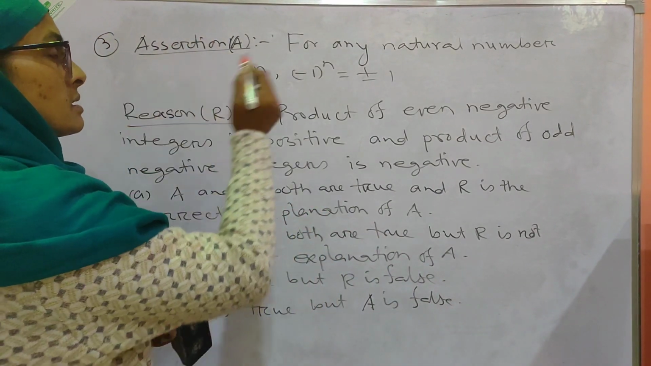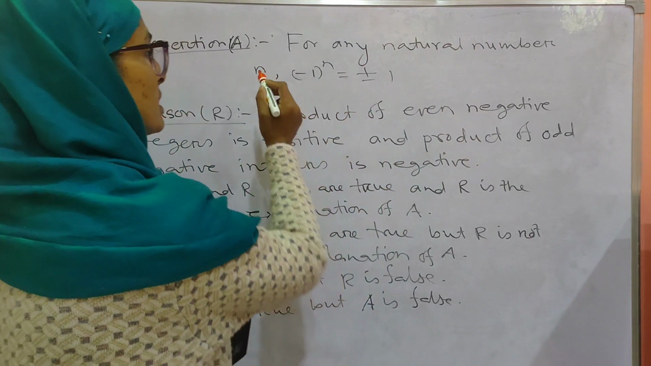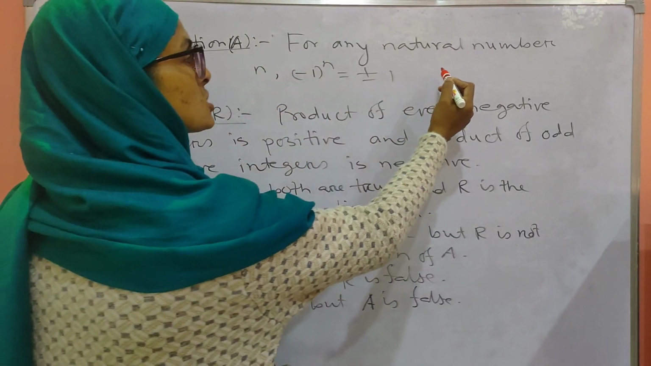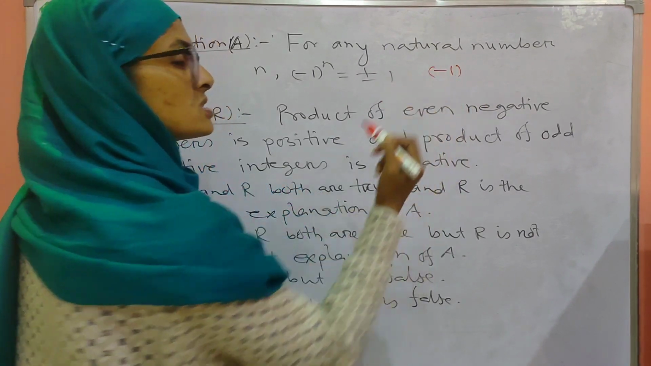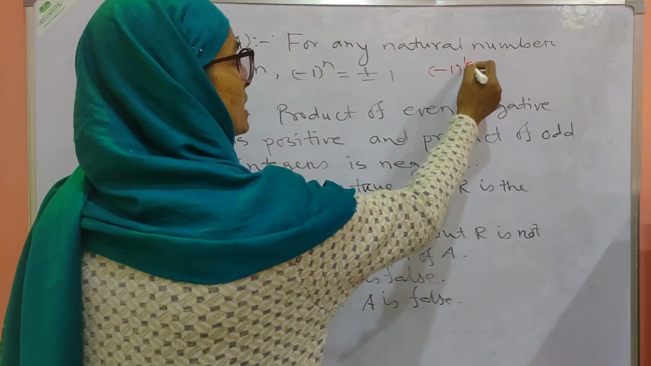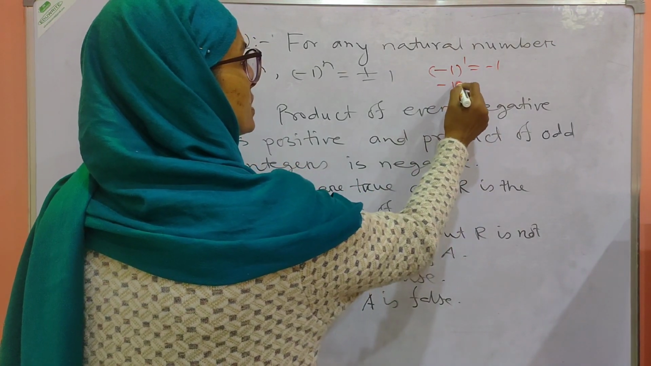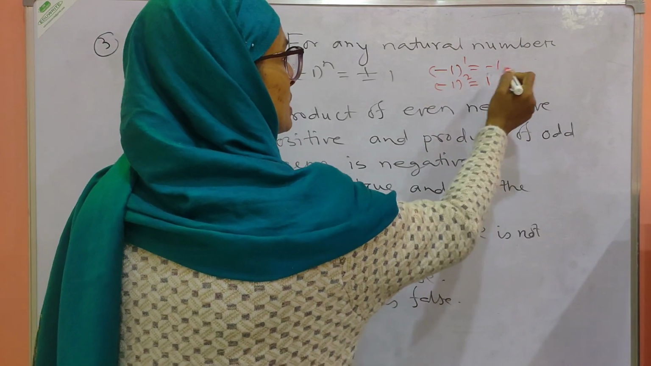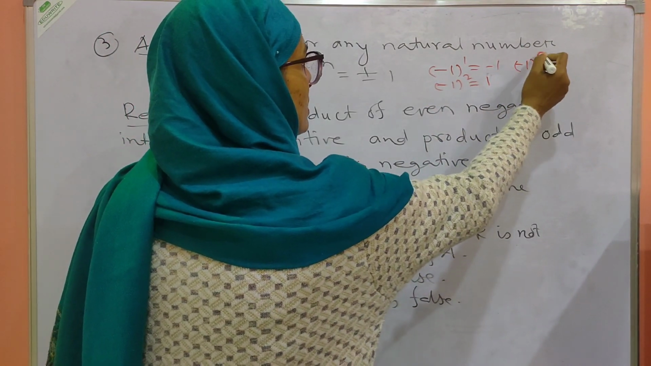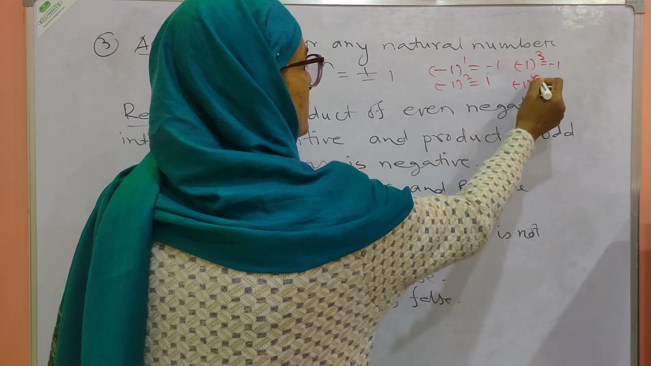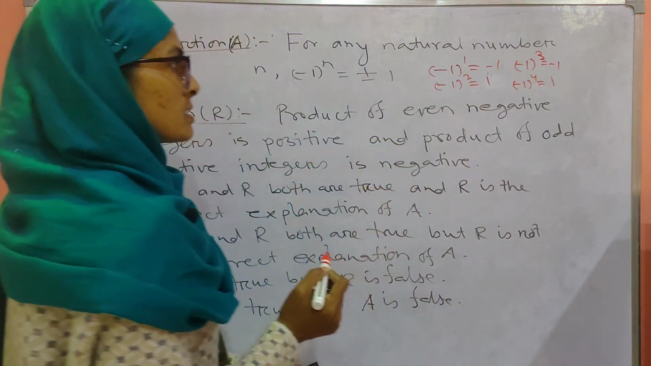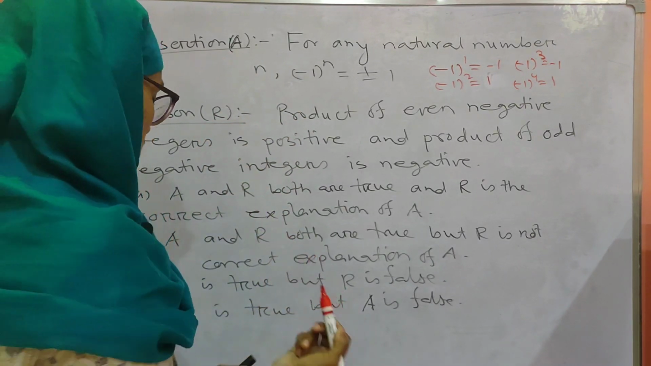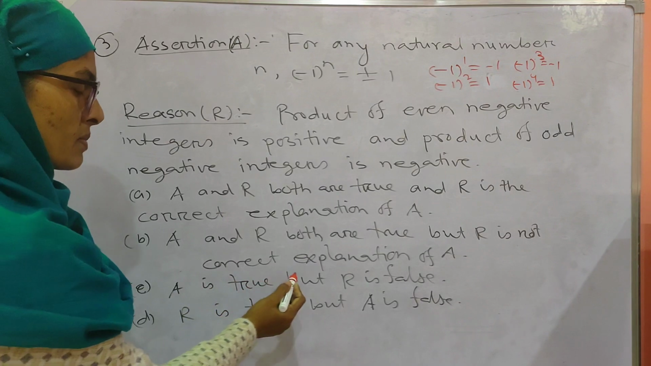Now check the assertion. For any natural number n, minus 1 to the power n equals plus or minus 1. N means a natural number. If you take 1, you will get minus 1. If you take 2, you will get plus 1. Minus 1 to the power 3 is minus 1. Minus 1 to the power 4 is plus 1. So this is correct. Assertion A is correct.